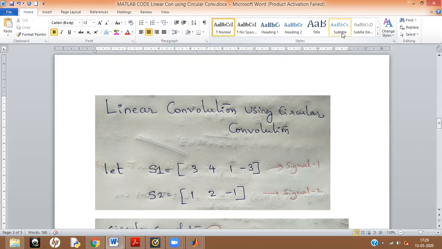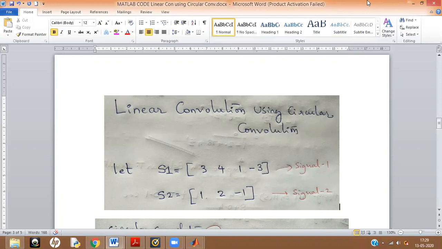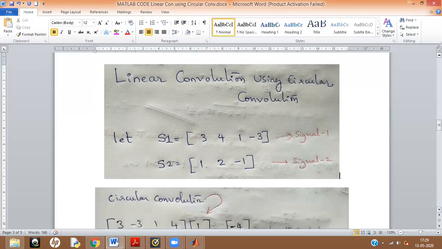In the other experiments that you have conducted, you know how to compute the circular convolution of the signal. Now, the challenge is that you have to compute the linear convolution using the circular convolution. Before we go into that, let's see what the circular convolution will be.